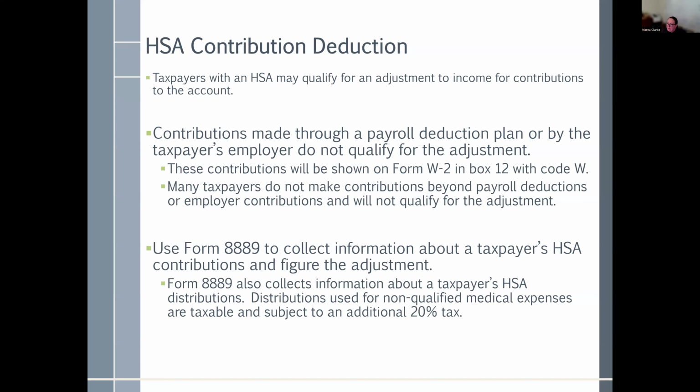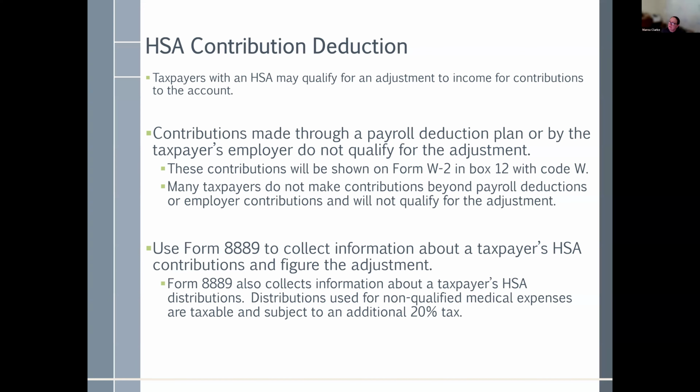The Form 8889 basically has a little bit of additional information about that taxpayer's HSA. It can also include some information about additional contributions. And then you also have to ask if they took any money out, because the money that comes out needs to be spent on qualified medical expenses. If it's not, then there is a penalty for it, an additional 20% tax.